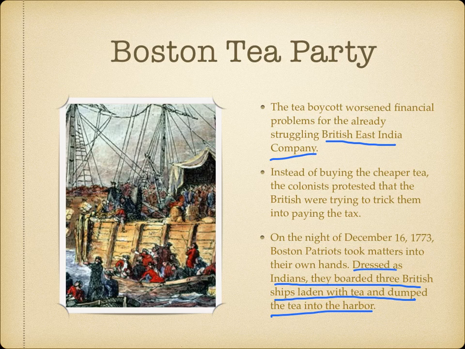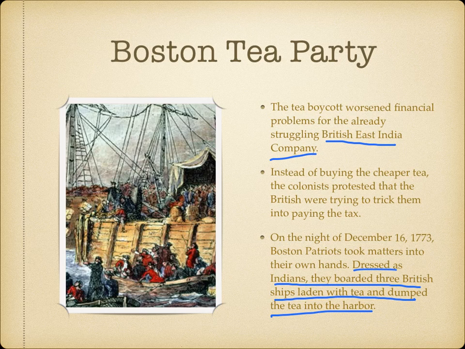Instead of buying the cheaper tea, the colonists protested that the British were trying to trick them into just paying the tax. If the East India Company sold tea directly, it would also hurt the wealthy colonists who were benefiting from smuggling tea in the lucrative trade business.